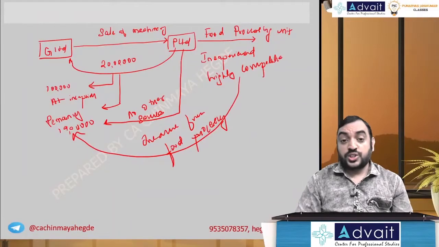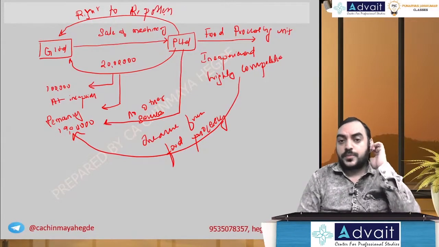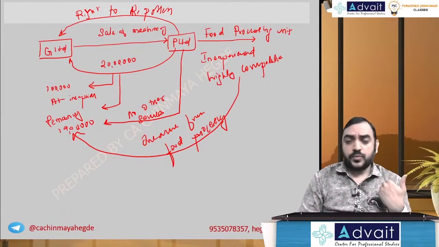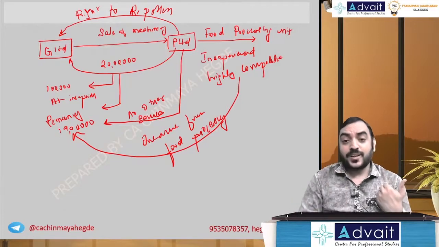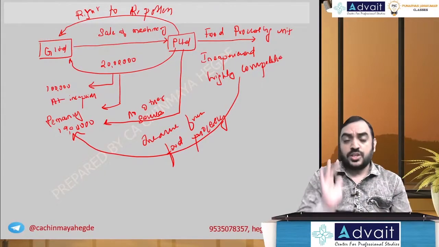Also, it is on a non-recourse basis, which means G Limited has the right to take the asset back, right to repossess. Which means if P Limited does not make the remaining payment, they have the right to repossess the machinery, and also they cannot ask for any balance payment. Okay, this is the situation: whether G Limited can recognize revenue or not.